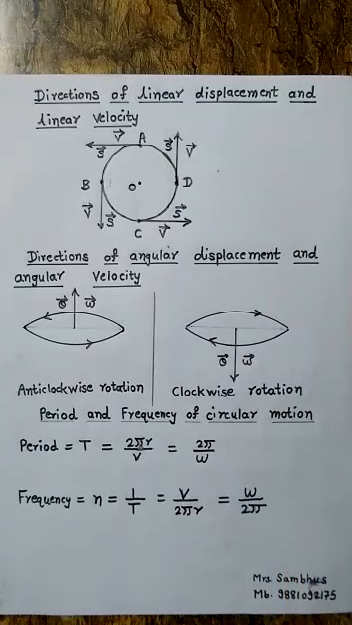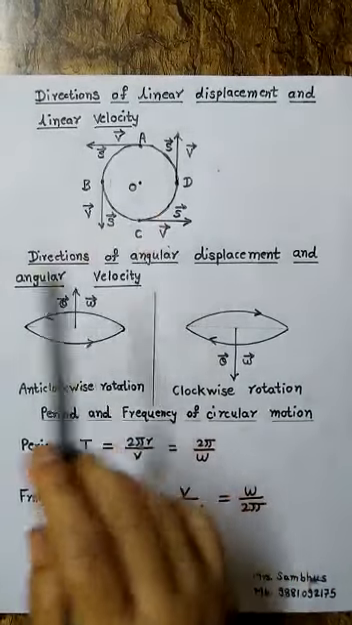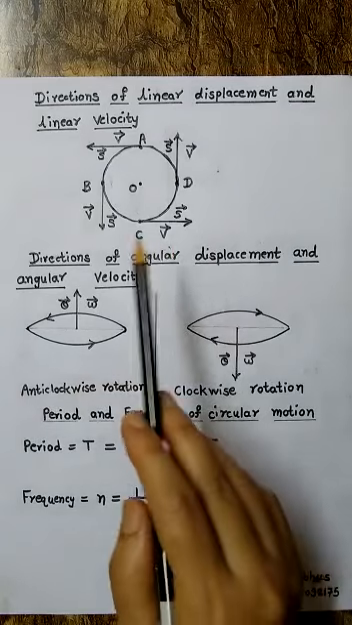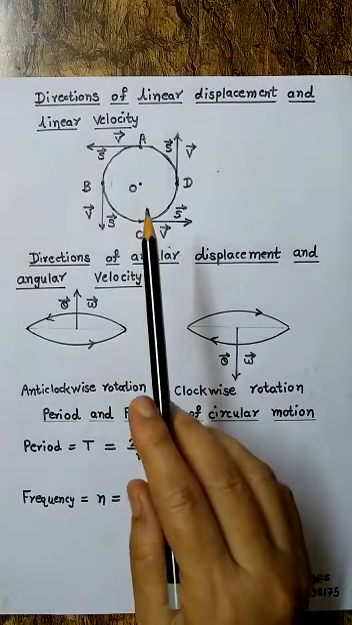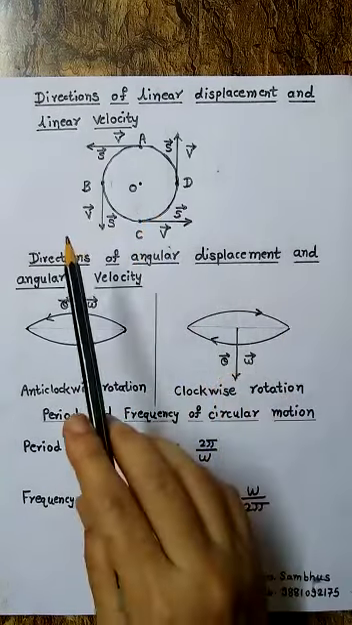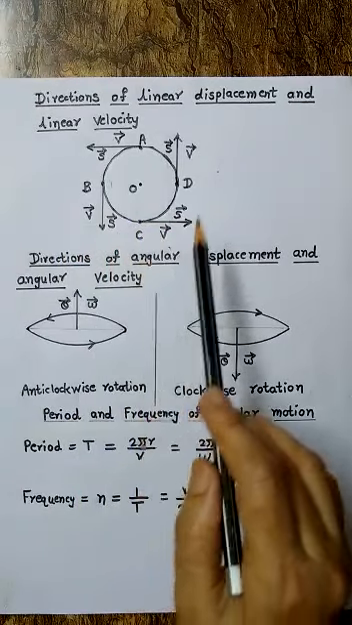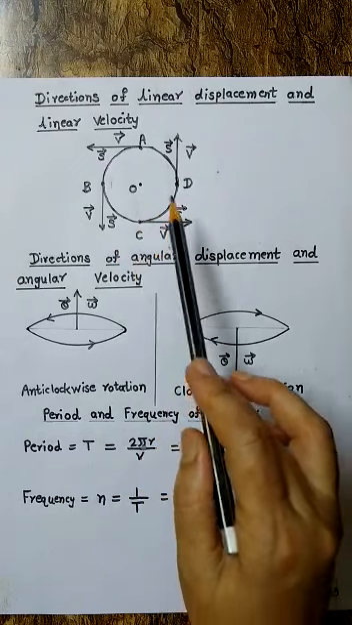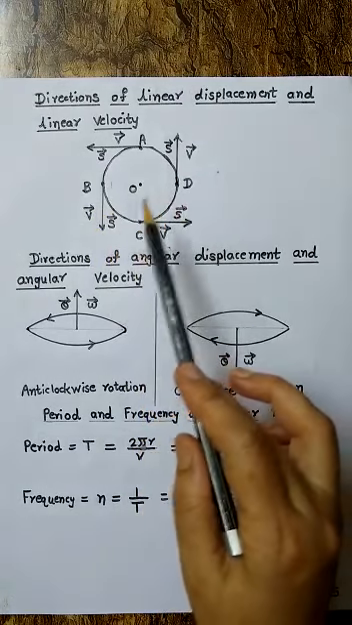Now all these quantities are vector quantities. Therefore we must know the direction of these quantities. Now the first figure shows you the direction of linear displacement and linear velocity. Again consider a circular path having center O. The particle is moving along the circular path in anticlockwise direction.